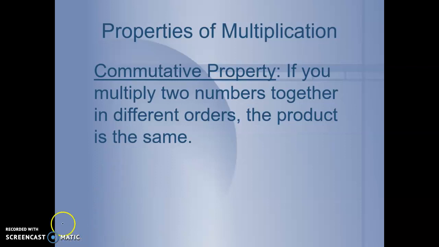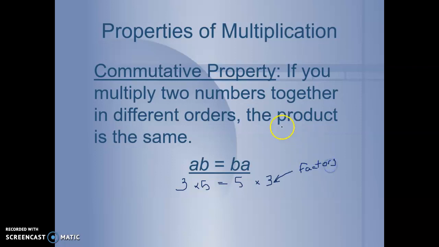Looking at our properties of multiplication, the first property we need to talk about is the commutative property. If you multiply two numbers together in a different order, the product is still the same. So A times B is the same as B times A. If we put this with numbers, our factors 3 times 5 is the same as the factors 5 times 3. These numbers that we multiply together are called factors. And the total amount that we get when we multiply these factors together is called the product. So 5 times 3, factors 5 and 3 make the product 15.